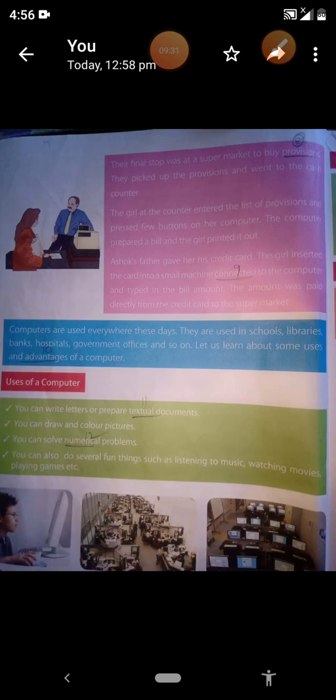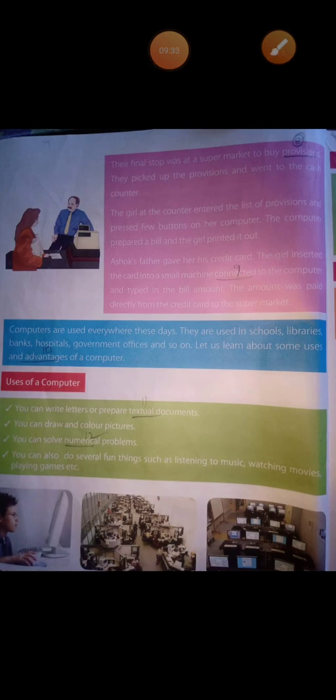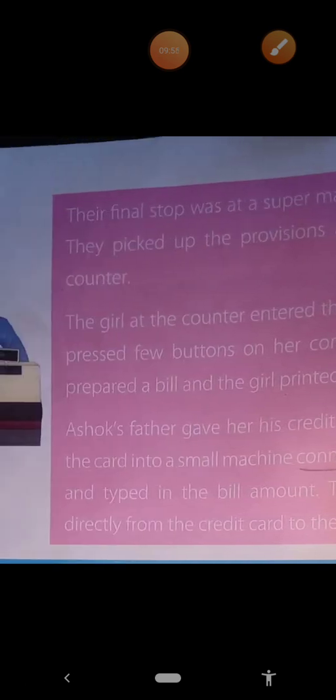Okay, the first picture. Next, moving to the second page. This is the second page, and then the story continuation. They made their final stop at the supermarket. So Ashok and his father go finally to the supermarket to buy provisions, means the necessary things. They picked up the provisions and went to the cash counter. They purchased whatever things they needed, picked them up and went to the counter.